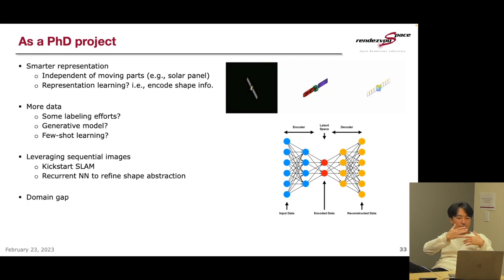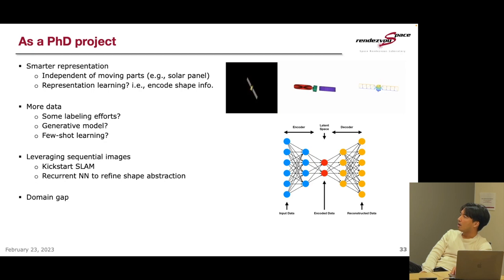And then leveraging sequential images. So once this is all done, now you can surely incorporate this into a SLAM with camera filter, for example, to really see how much of a kickstart you can get from the shape abstraction. Or we can try to use some sort of recurrent neural network to refine the abstracted shape information as well. And finally, the true evil of all machine learning in space, the domain gap, something that needs to be accounted for in this framework as well.